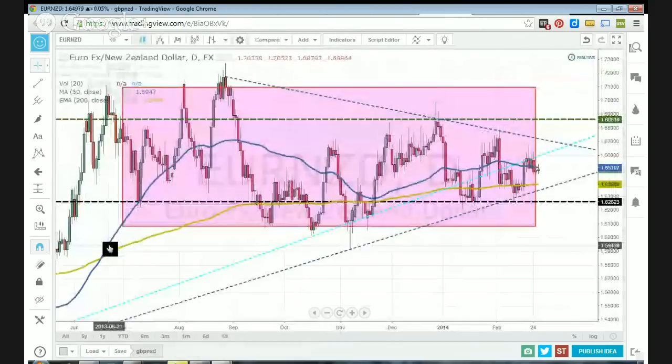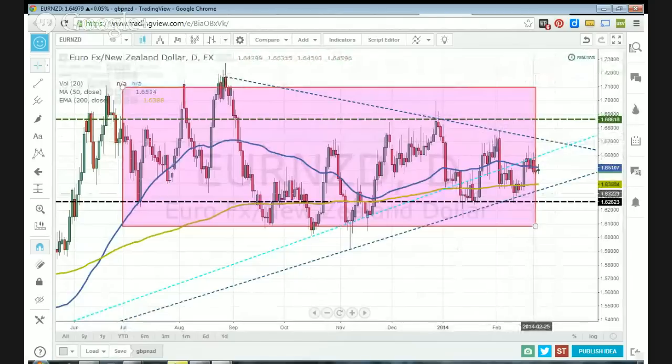Euro Kiwi. Okay, so we do have price consolidating here. Let's see if we can get a breakout of this range. I don't really want to take any action until we get something that resembles more of a breakout from these converging blue lines.